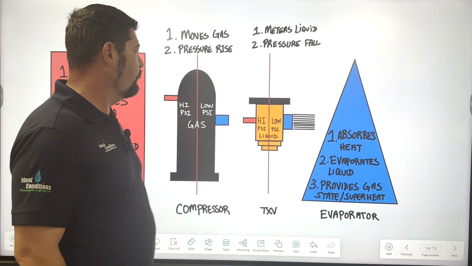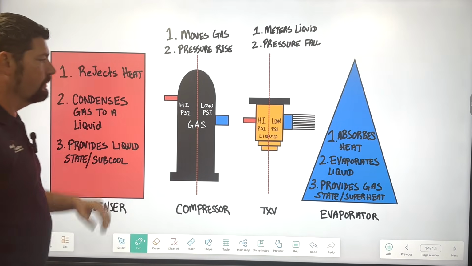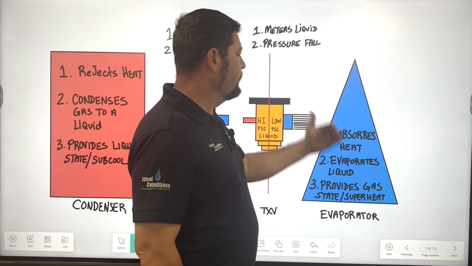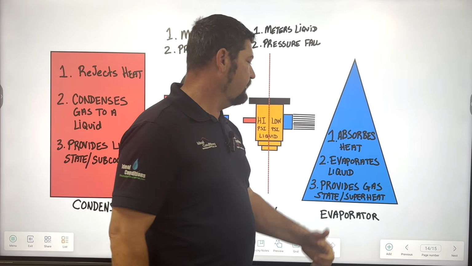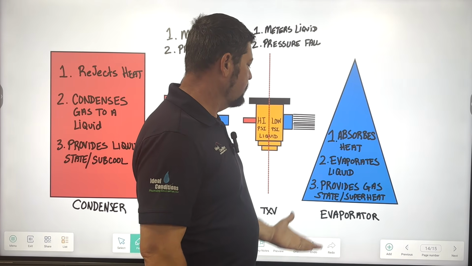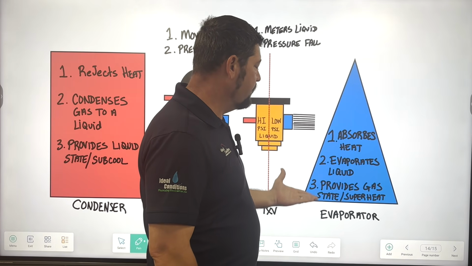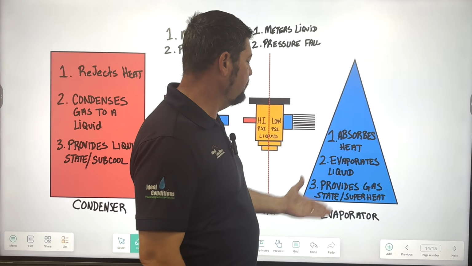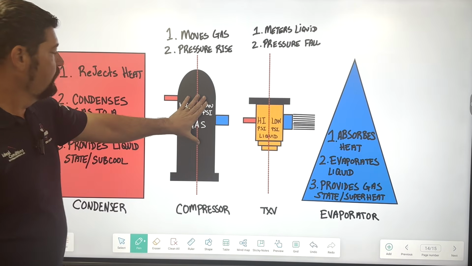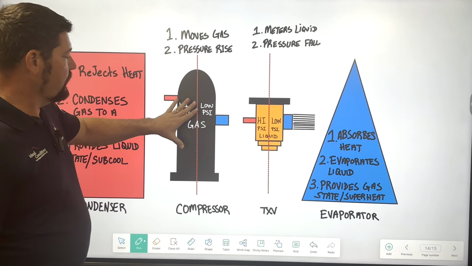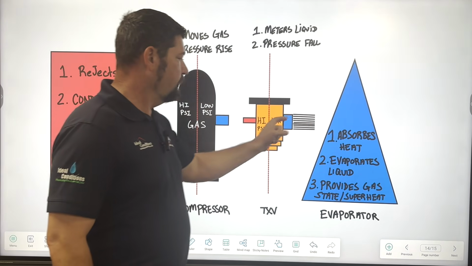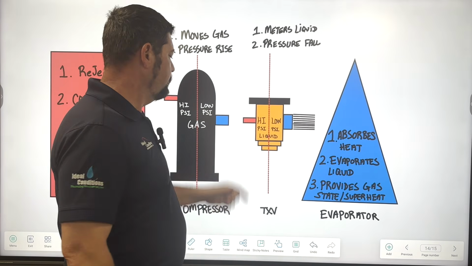Here we have our pressure fall. So we're high pressure here. Over here we're low pressure. That evaporator coil absorbs heat. Don't forget that. It evaporates liquid, right? In a sealed system, and it provides a gas state, which is superheat, back to the compressor. And so we're moving, not in this direct order, but high side, right? And then low side, back to the compressor.